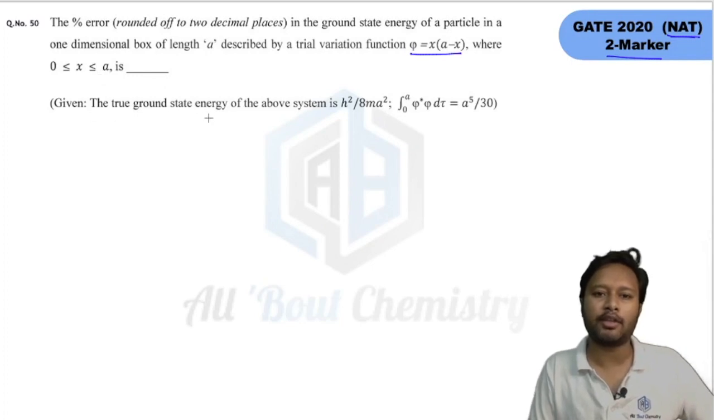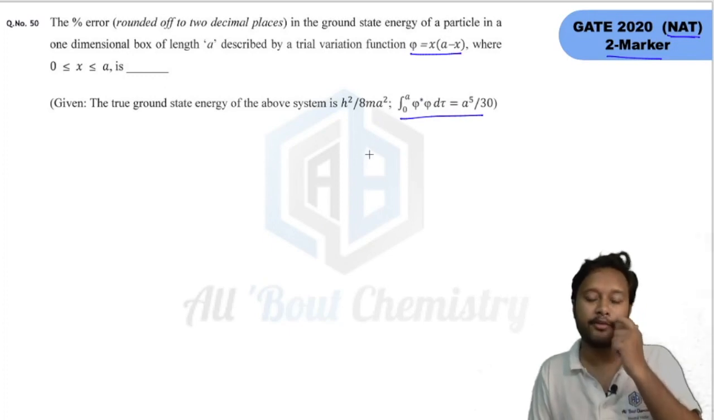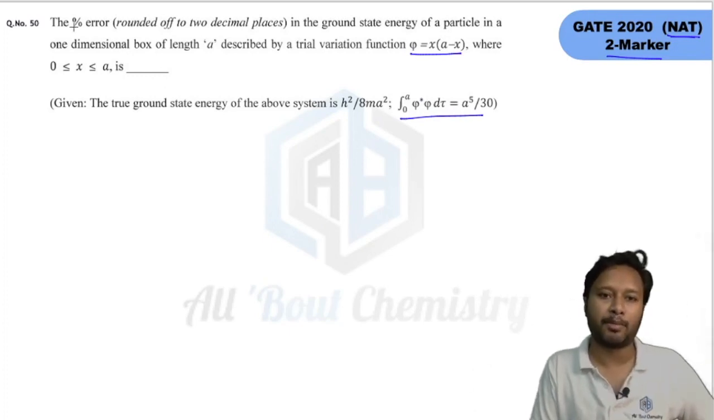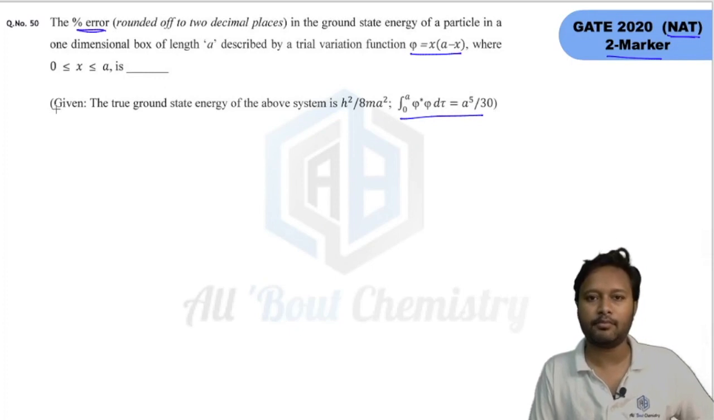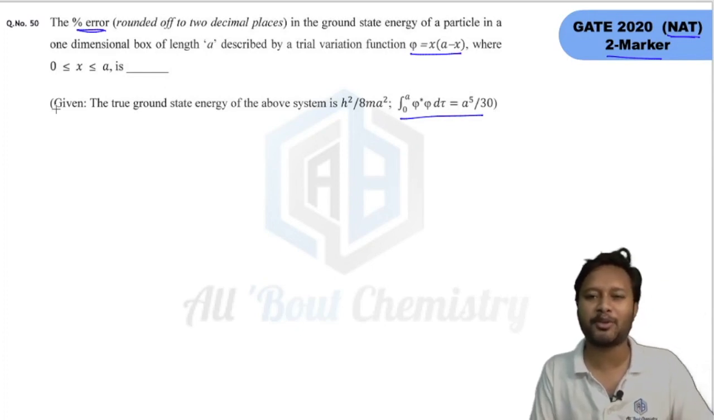It's also given that the true ground state energy of the system is h square upon 8 m a square. And they have also given you one more hint that the integral from 0 to a of phi star phi will give you a to the power 5 by 30. So they have given you these hints. You have to utilize them to calculate the percentage error in the ground state energy. So let's try to solve this and see how to approach this particular question.